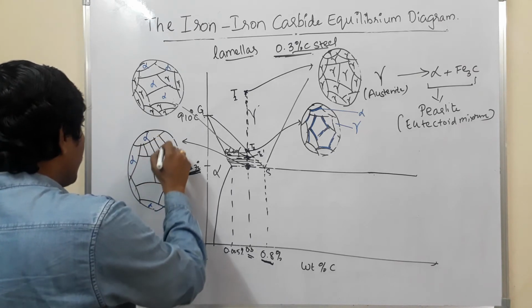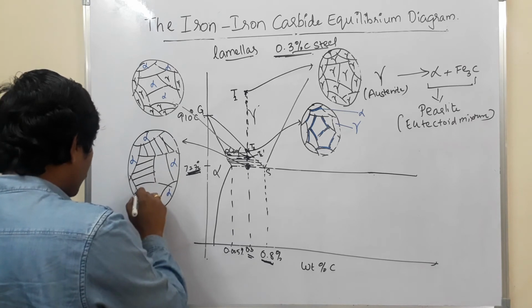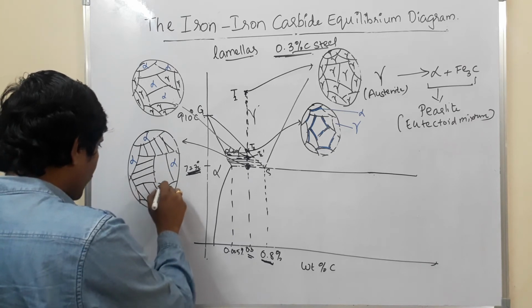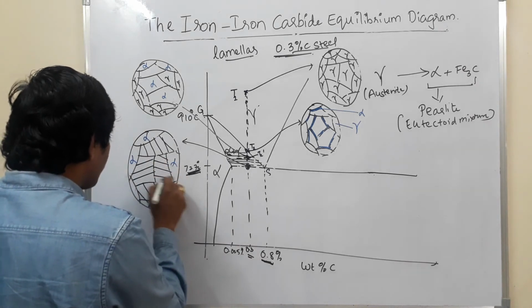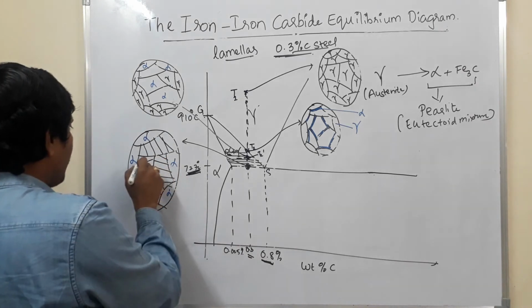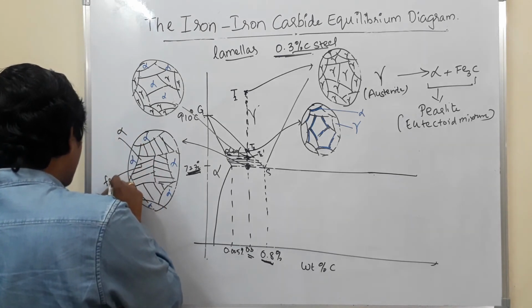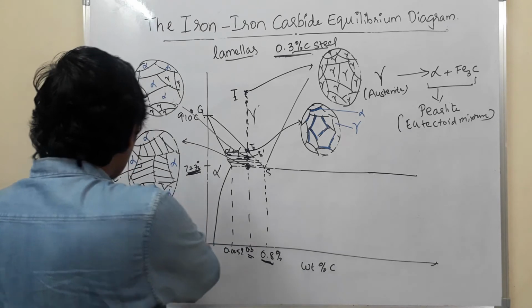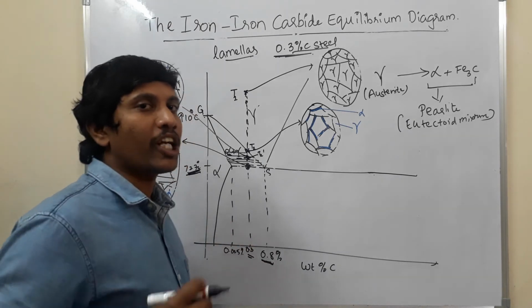So I'm drawing the microstructure. I'm drawing the pearlite, that is ferrite and cementite. You can say this white portion is ferrite and this dark portion is cementite. Cementite is 6.67% of carbon in iron. It is an interstitial compound.